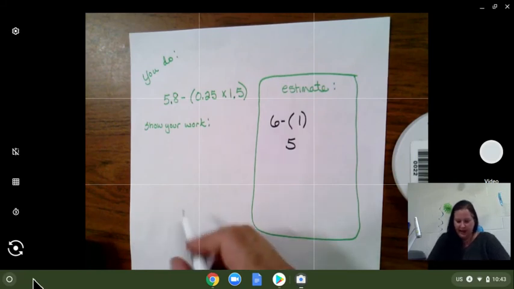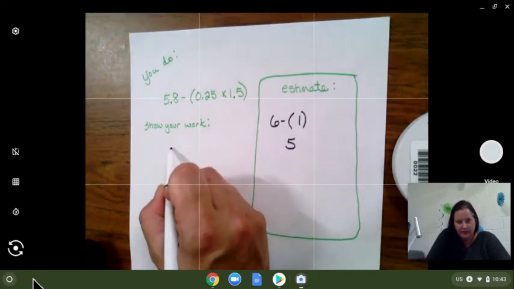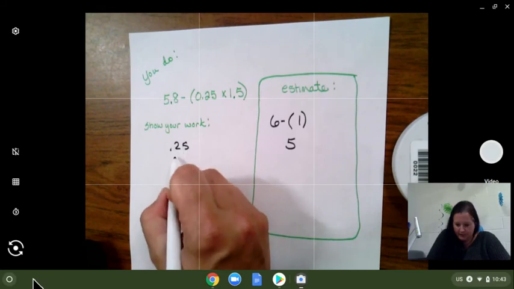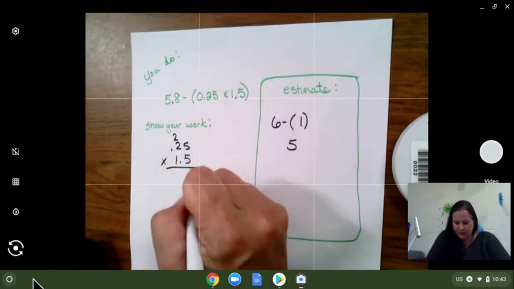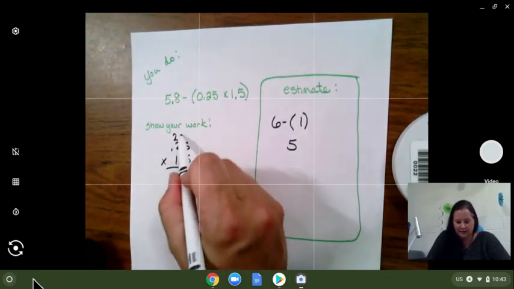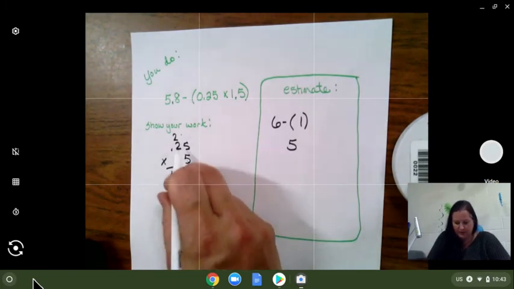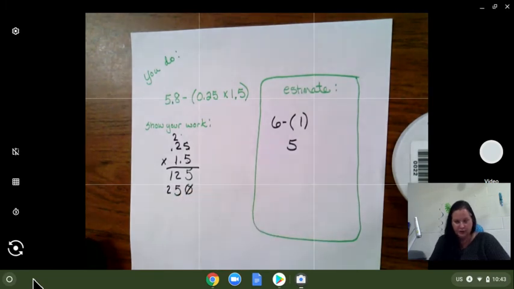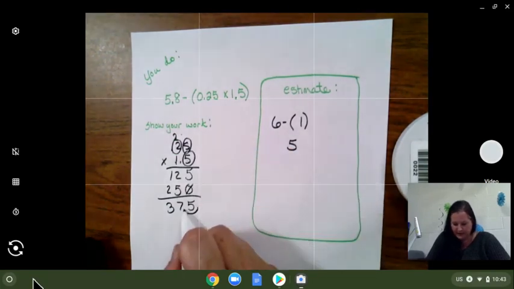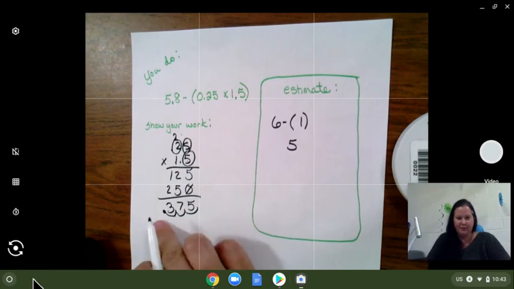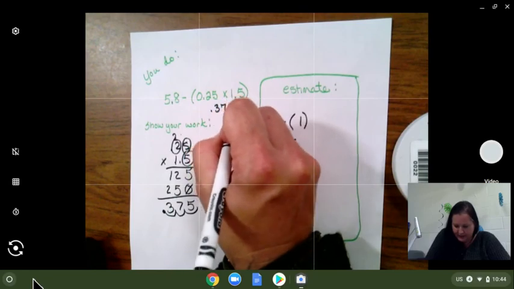All right, let's actually go ahead and do what's inside the parentheses first. I'm going to show my work here. 0.25 times 1.5. 5 times 5 is 25. 5 times 2 is 10, plus 2 is 12. Put my placeholder down. 1 times 5 is 5. 2 times 1 is 2. Add those together. And then we have 1, 2, 3 digits behind a decimal. Okay, so I was close to 35. So 0.375 is going to be the answer to the part that's in parentheses, but we're not done.